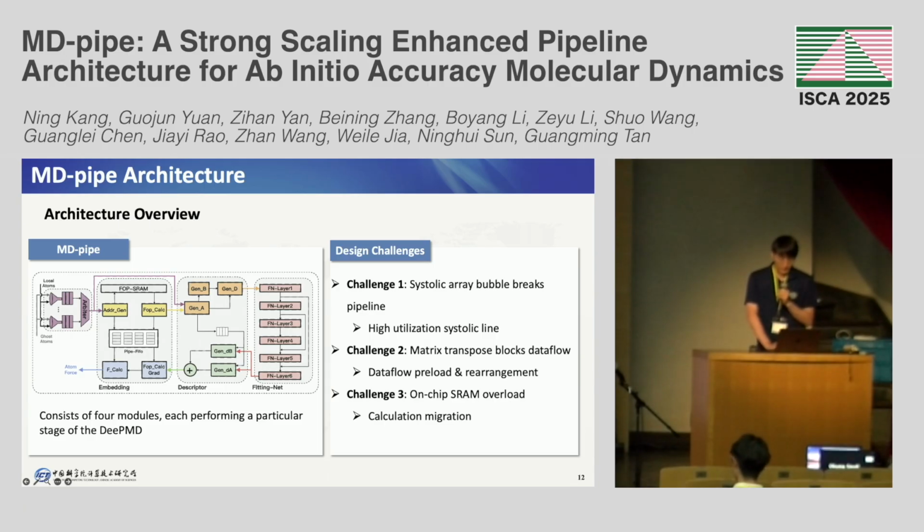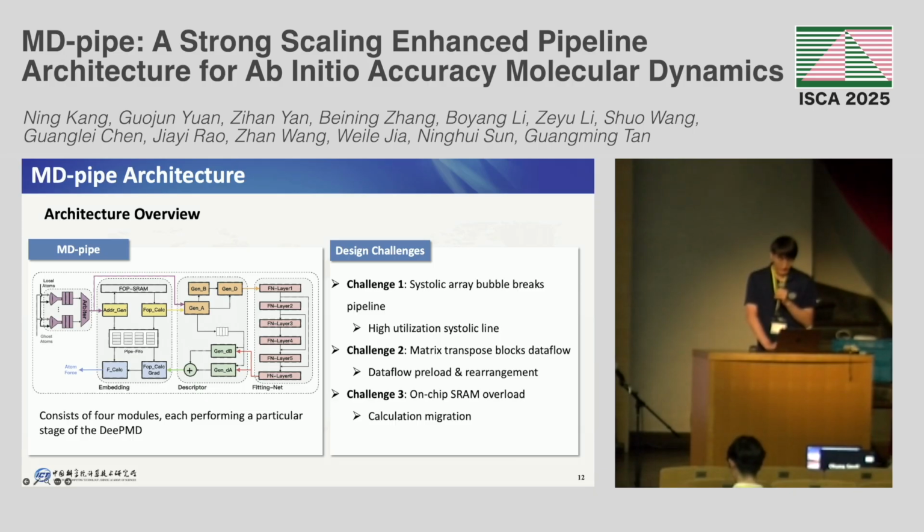Next is the data flow blockage issue. In the descriptor, matrix transpose operations can create bottlenecks, disturbing the pipeline. Our solution is a preloading and data flow rearrangement strategy, which ensures continuous data movement and eliminates unnecessary delays.